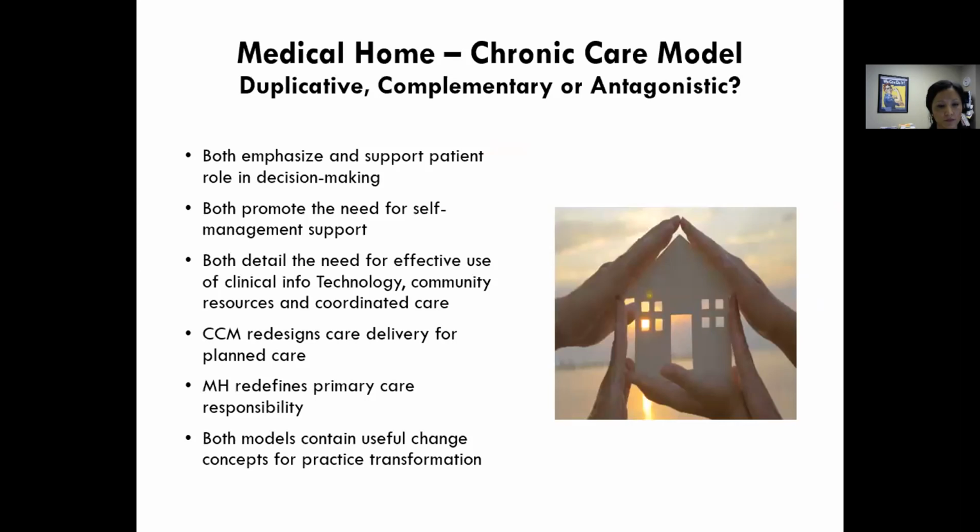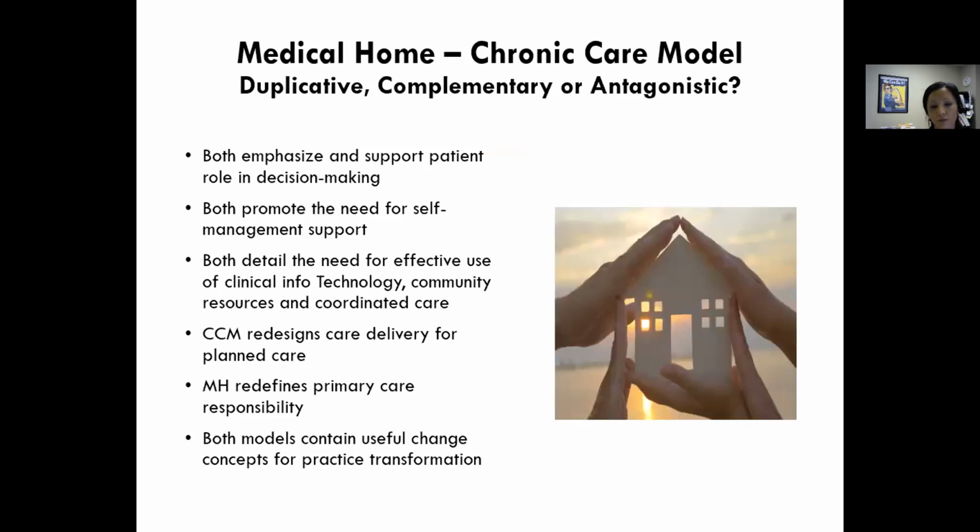They both promote the importance of self-management support, which, by the way, it's now very clear that patients that have high confidence in terms of taking care of their health have better outcomes. And so the purpose of self-management support is to build patient self-efficacy so that they can take better care of themselves and reduce the burden on you. Both models detail the need for effective use of clinical information technology, community resources, coordinated care.